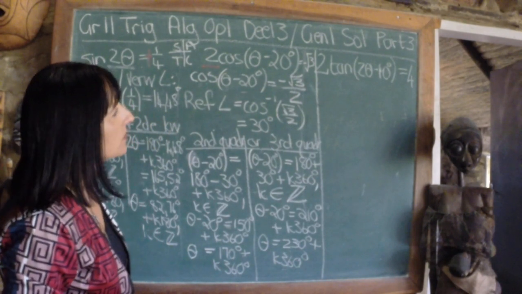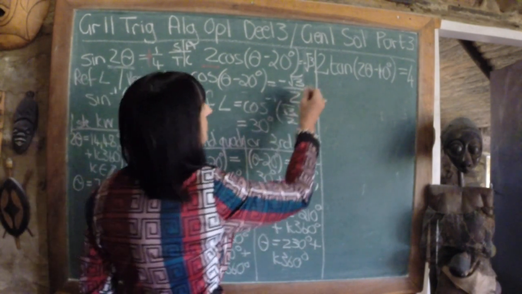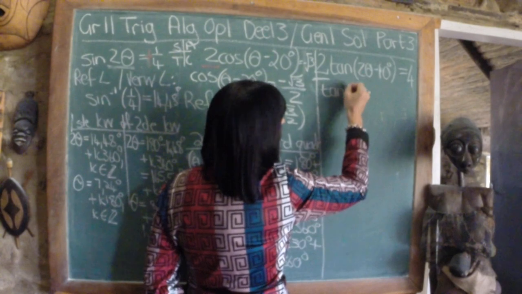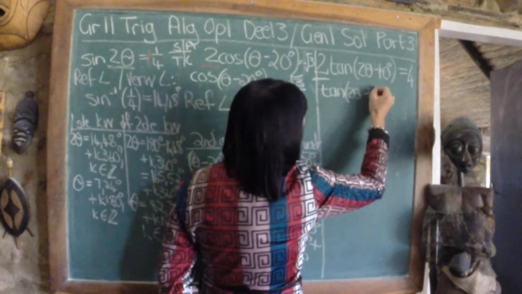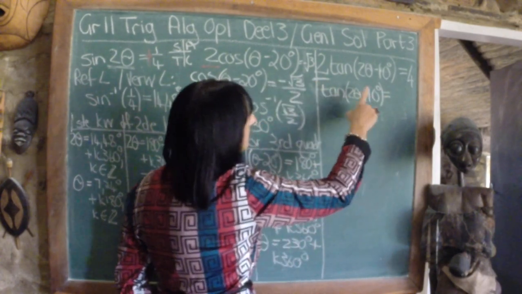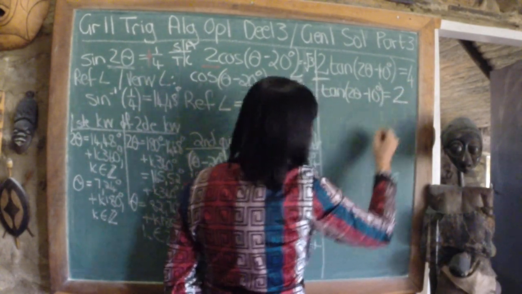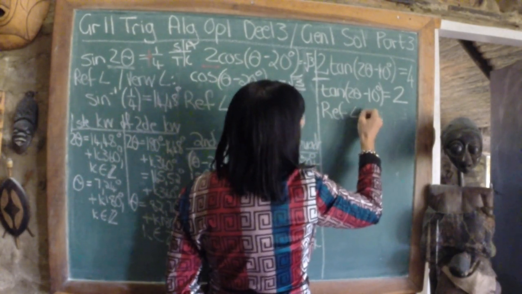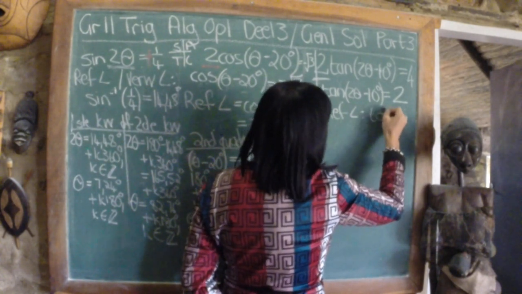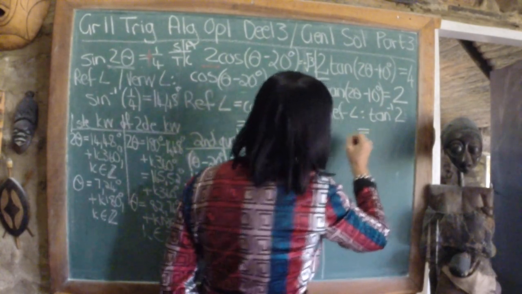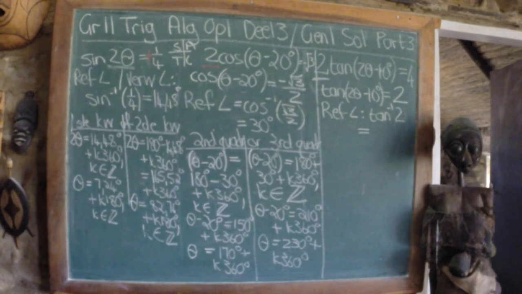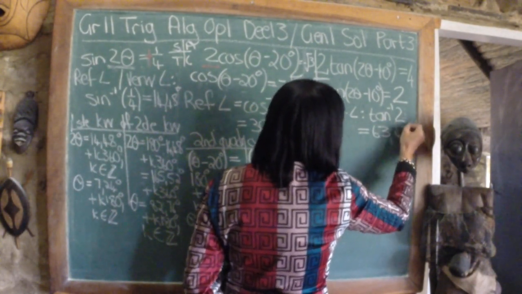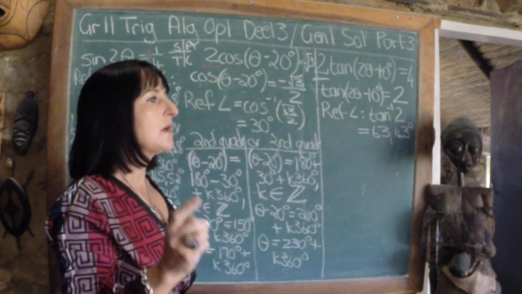Let's look at our loose stuff. The only loose guy that I see here is the 2 in front. So I'm going to take it over to the other side to get it in shape for getting the reference angle. So if I divide 4 by 2, then I have 2. Our reference angle will then be the inverse function of tangent of 2. Let's see, the acute angle for that is going to be 63,43.